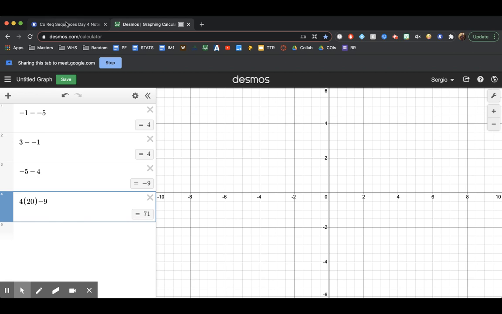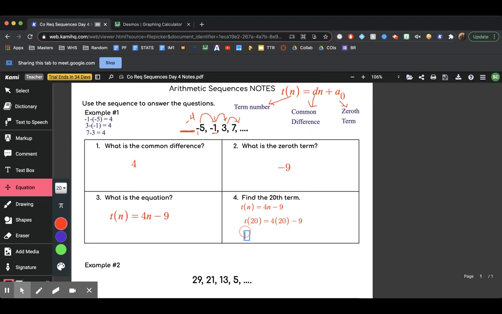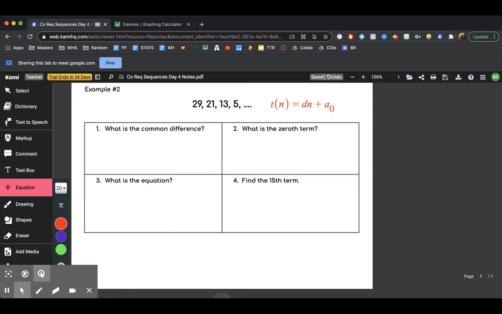Okay, so that's from Desmos. I can go back to my worksheet and say that T of 20, my 20th term, is equal to 71. Okay. And in example number 2, again, it's basically the same instructions. We're going to use this sequence to answer the questions that follow. My sequence starts with 29 as the first term, second term is 21, third term is 13, and the fourth term is 5. Okay, so now my first question says, what is the common difference?